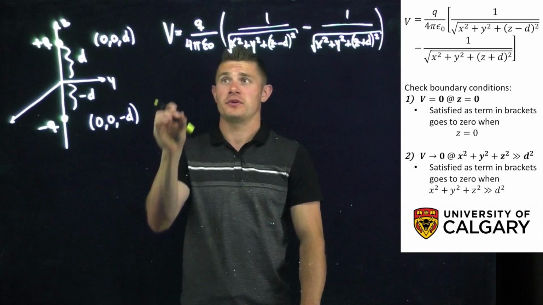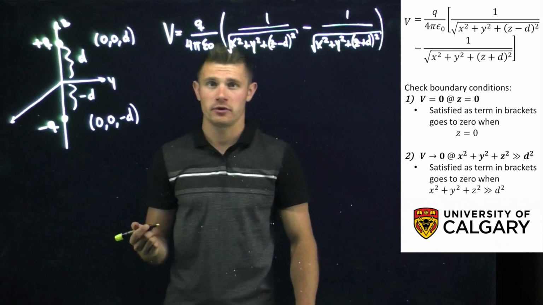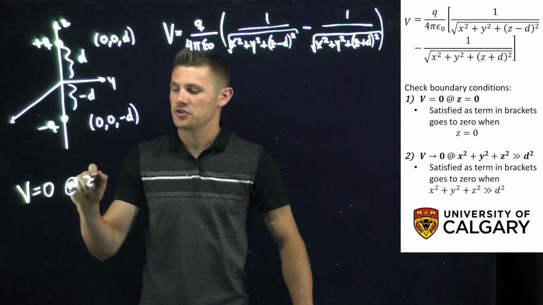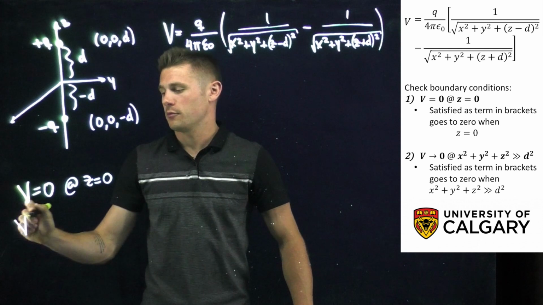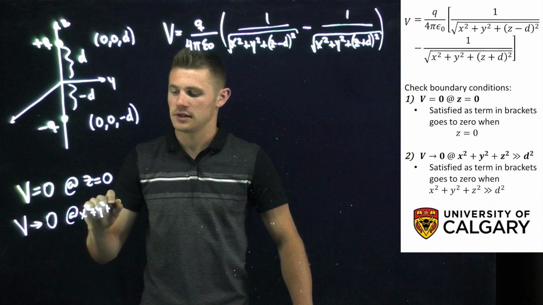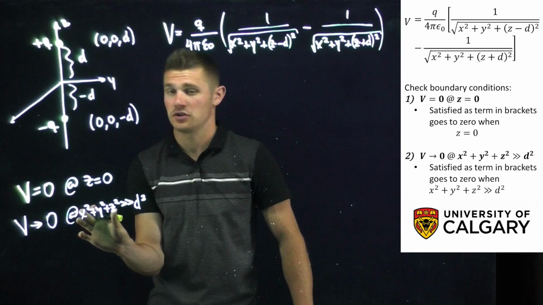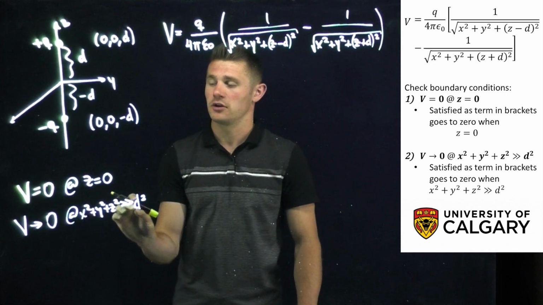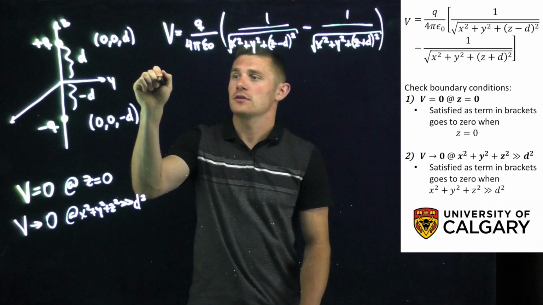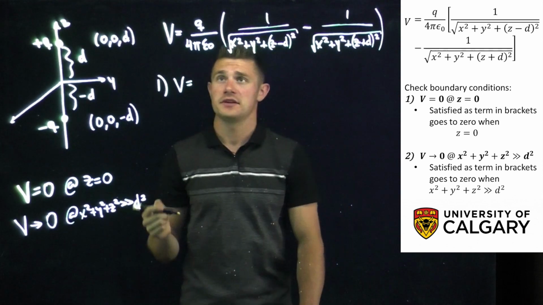So now that we determined what the potential V is for this charge distribution, we can check it with our previous boundary conditions. Our previous boundary conditions said that the potential V was equal to 0 at z equal to 0, and that potential V went to 0 as x squared plus y squared plus z squared became much, much greater than d squared. Essentially, as our position that we're looking at becomes much, much greater than the place where the charge is situated in our space. We can check the first boundary condition, which says that when we set z equal to 0 in this potential, we should get V equal to 0.